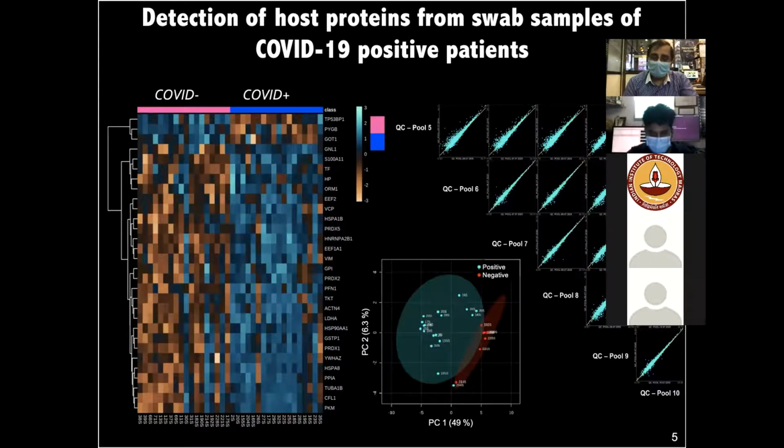Now, from the same data we are talking about, rather than looking at the viral peptides, we can also look at host peptides and host proteins. That's what we did. The same data we now searched against the human database. And what we can see now is COVID negative versus COVID positive patients. Again, the QC pool, the standards, the quality control checks are very important that we do all the time. And based on this data analysis, we could see that there are some changes we can right away monitor in the COVID negative and COVID positive patients.